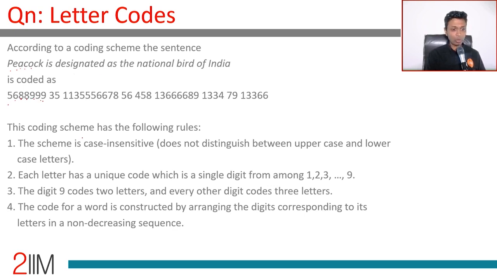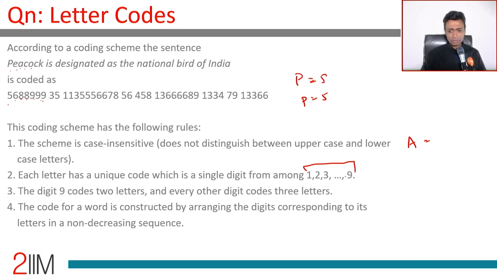This coding scheme has the following rules. The scheme is case insensitive. So there's no capital or small. If capital P is 5, small p is also 5. Maybe I shouldn't have selected P. Each letter has a unique code, which is a single digit from among 1, 2, 3, 4, 5, 6, 7, 8, 9. So if A is equal to say 7, then A will always be 7. A cannot be 7 or 9.